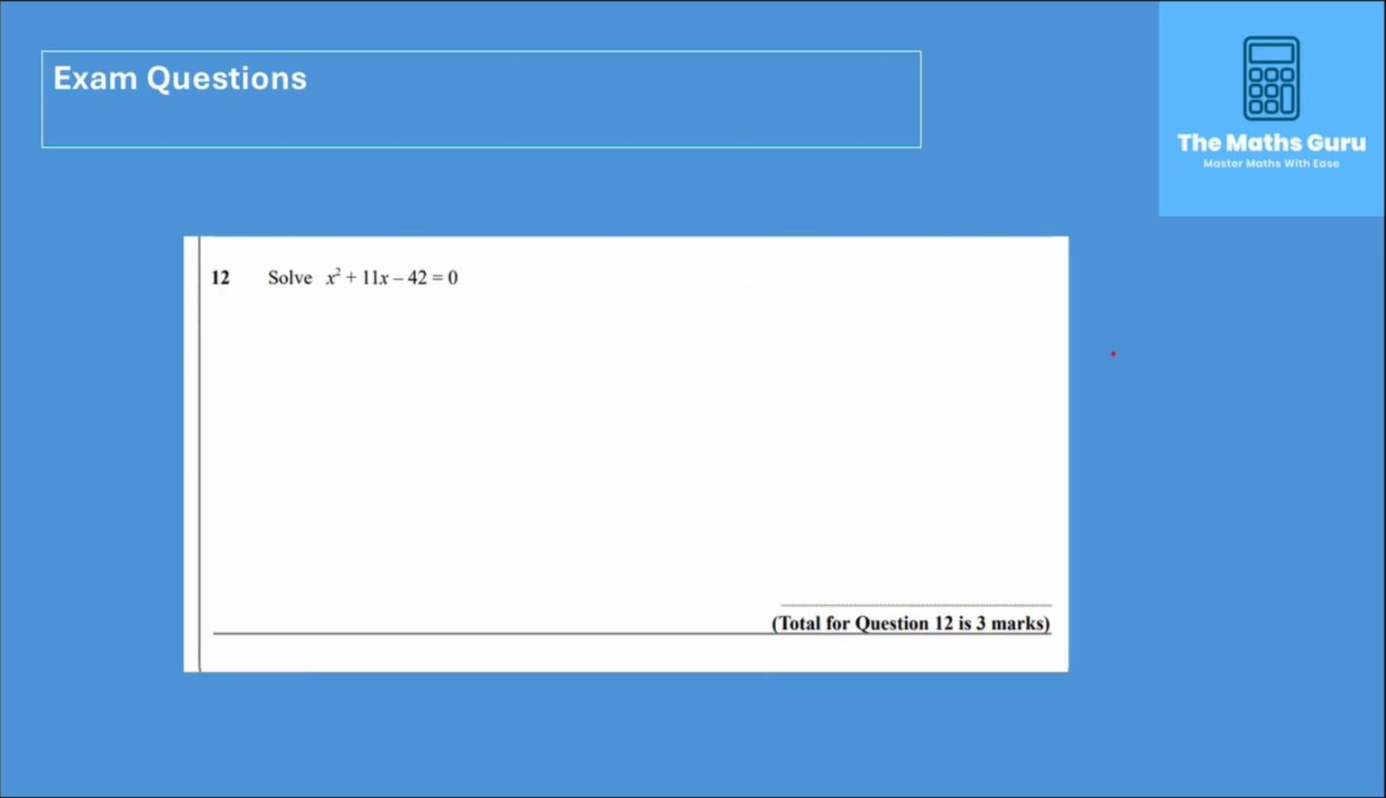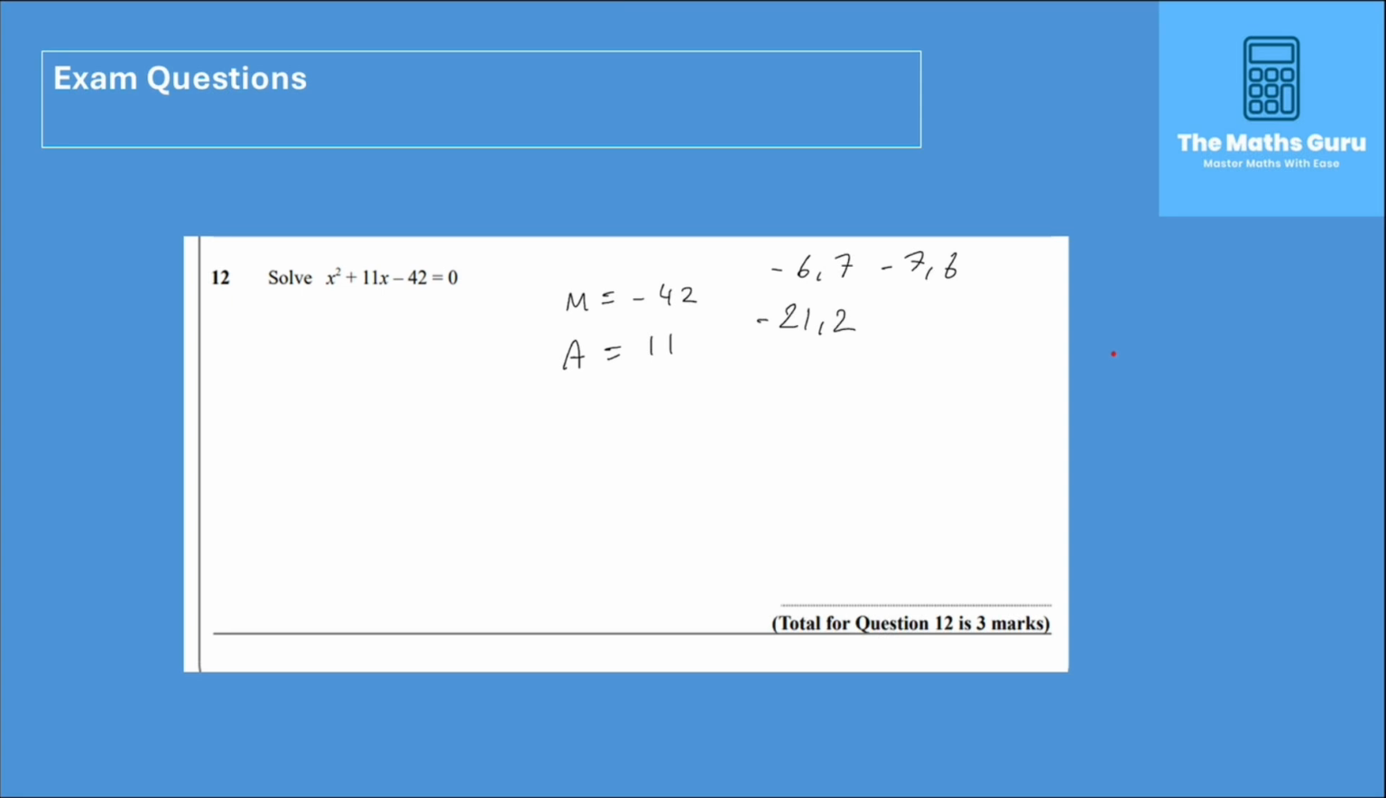Solving a question like this, we have to first see can we find two numbers which multiply to give us minus 42 and add to give us 11. Okay, the factors of 42 are going to be minus 6 and 7, or minus 7 and 6, or 21 and 2. That's okay.